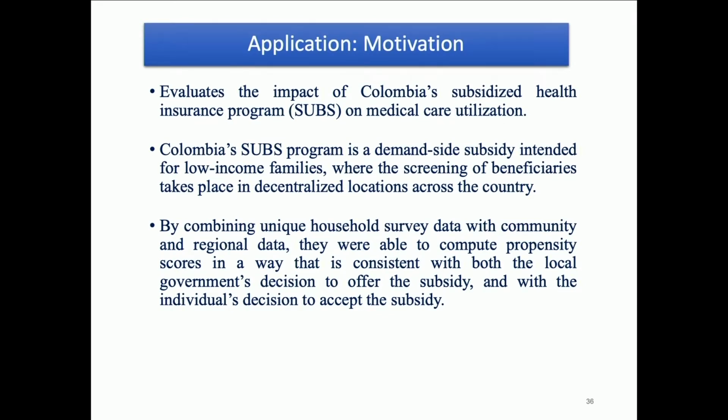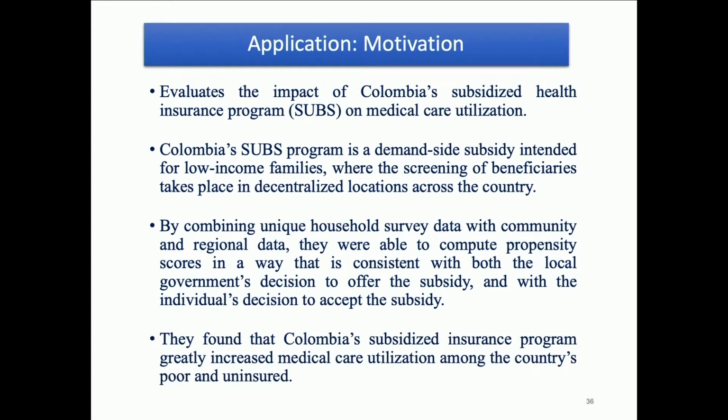So they had the age of the household head, the sex of the head, the education, the employment status. At the community level, they have whether it's urban or rural, the expenditure or the budget of the government for this region, and some political variables as well. And they're trying to mix these two sides, the supply and the demand, to compute the propensity score to be consistent with the government's decision to offer the subsidy and at the same time the individual decision to adhere to this program.